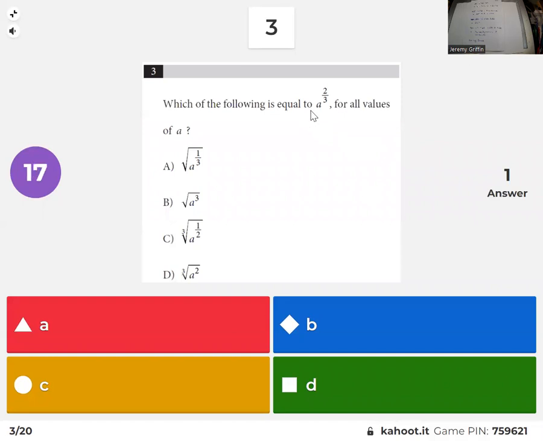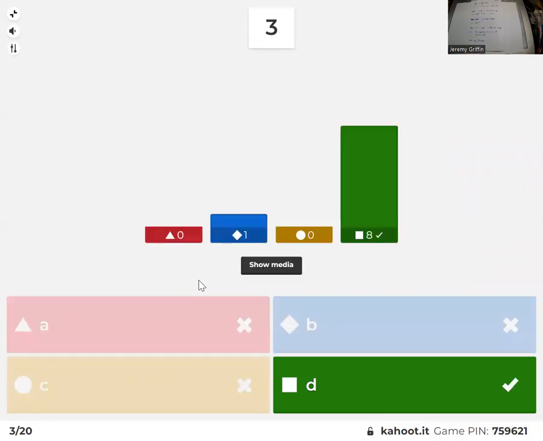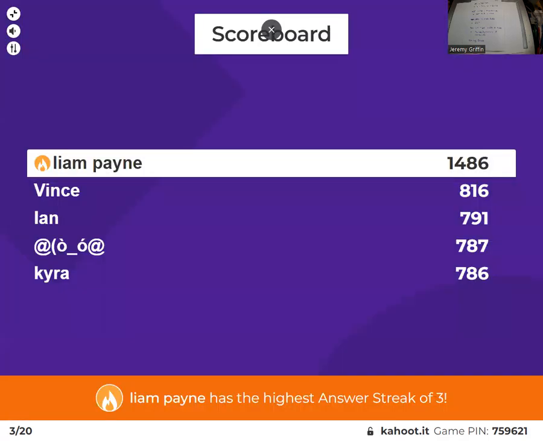What is equal to a to the power of 2/3? Whenever you see a fraction power like that, remember the numerator refers to the usual power, or a squared, but that denominator 3, that's like a cube root, right? So the denominator of the fraction in the power, in this case 3, that's like a root, in this case a cube root, okay? So a squared, the cube root of that.